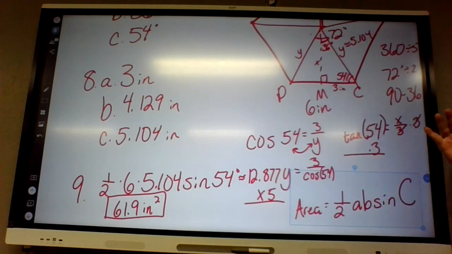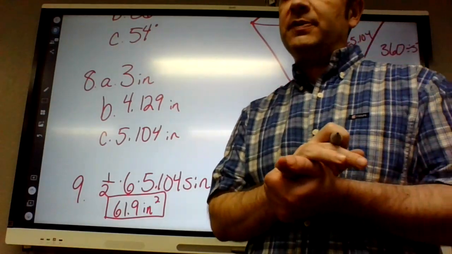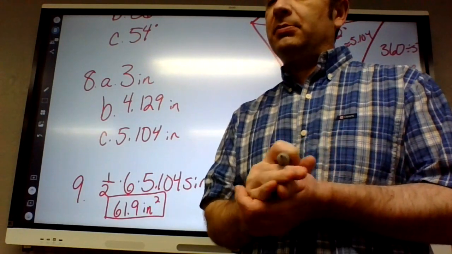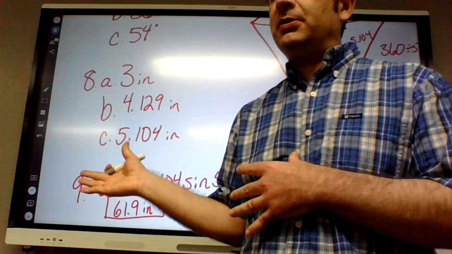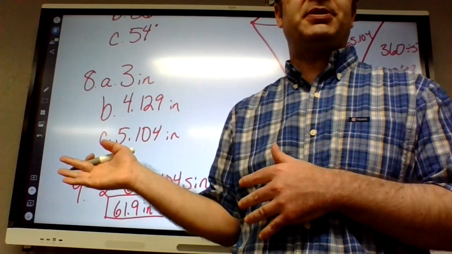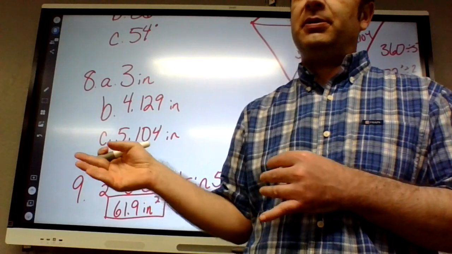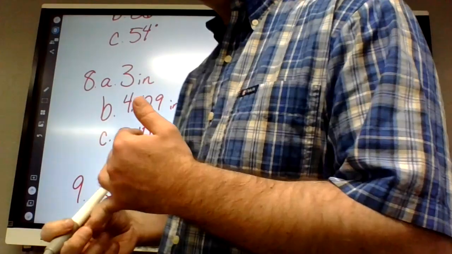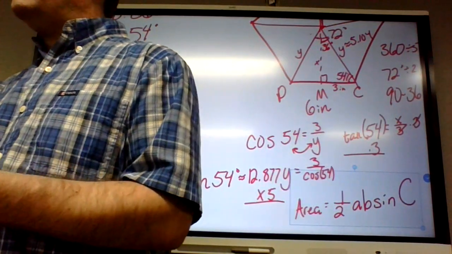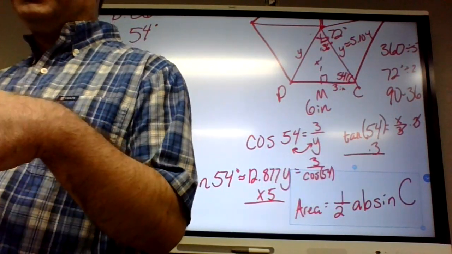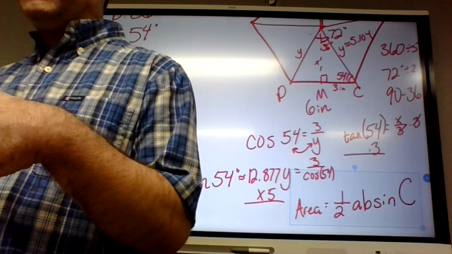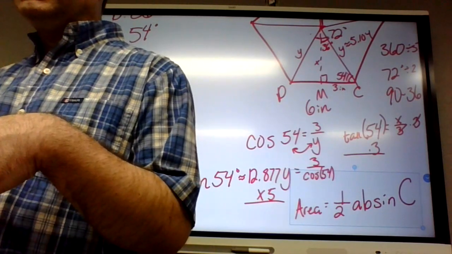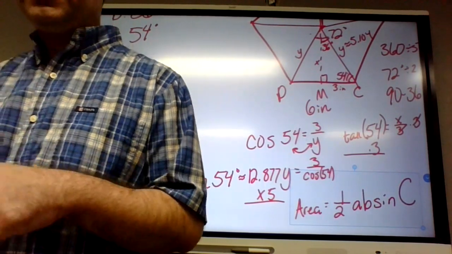Alright, so numbers 10 through 12 is kind of a repeat of that, but on their picture, what is that shape called, the stop sign thing? Octagon. So you're gonna have to do times 8, and you're also gonna have to find that central angle, angle WXY. You're gonna have to do 360 divided by 8.